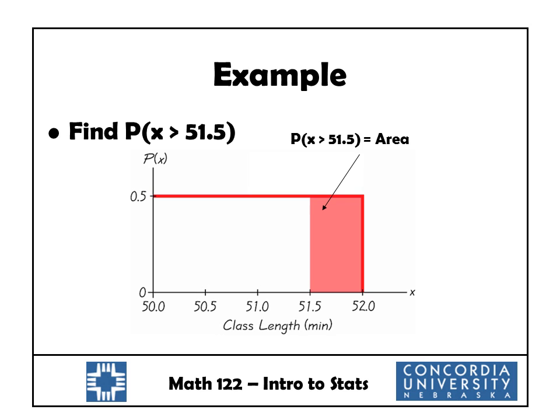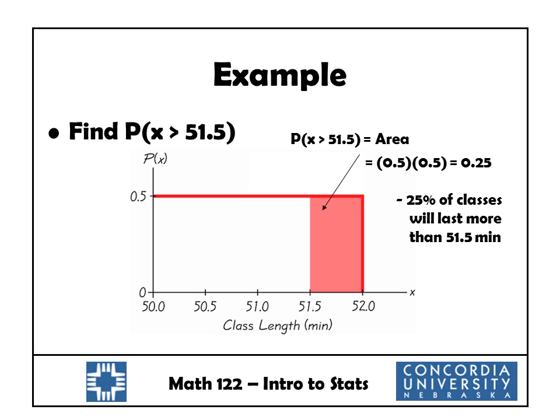So to find that area, we simply found the area of that rectangle, which is the height times the width. The height is 0.5, the width is also 0.5, and so that's 0.25. Okay, so this probability is 0.25. Now what does that mean in a practical sense? Well, it means that about 25% of classes will last more than 51.5 minutes. So the point that we want to make here is that a percentage is the same as a probability is the same as the area underneath a curve.